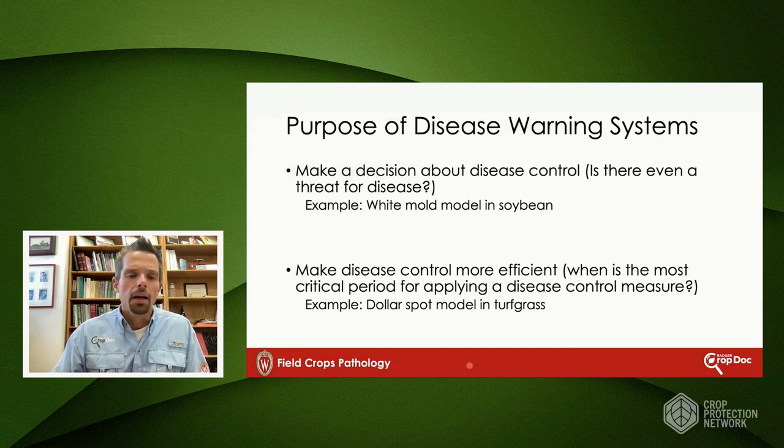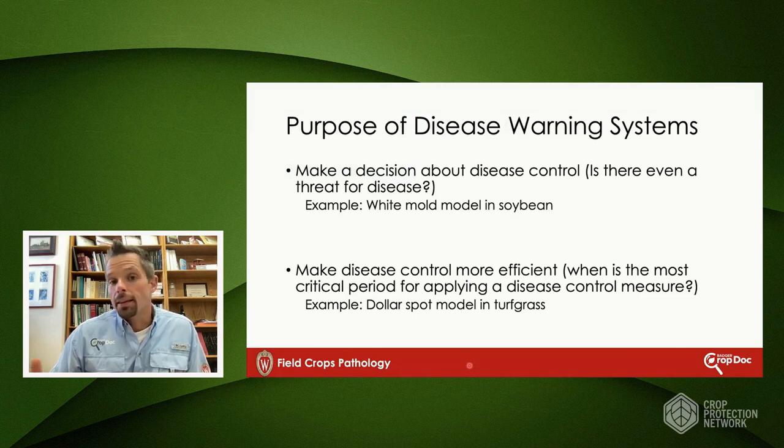Obviously, we could save some money by not putting a spray on if conditions aren't conducive, or it gives us some confidence that our decision to put a fungicide on makes sense given the weather that's happened. We can also make disease control more efficient or improve the efficacy of some products. A good example, I worked in the past on a turf grass model for dollar spot. Typically, turf growers and people who manage turf grass systems, say on a golf course, are always going to spray for dollar spot. But these warning systems can help optimize the timing and make it most efficient to put the fungicides on, so we can get the most out of those products.